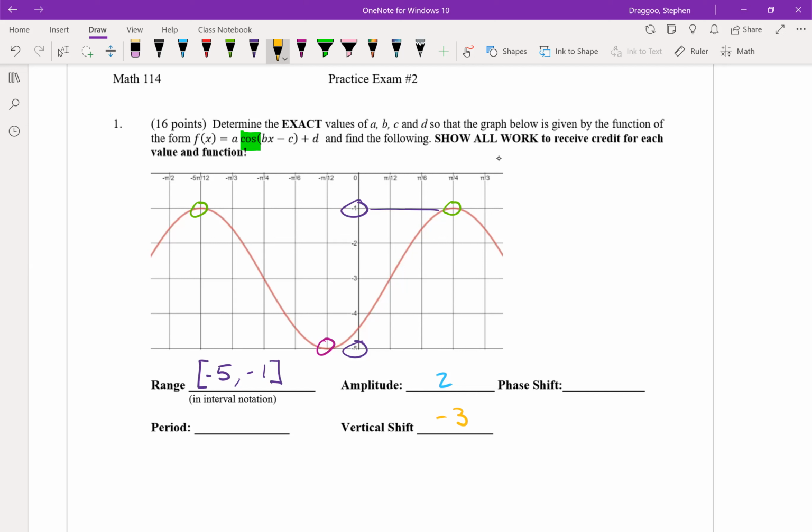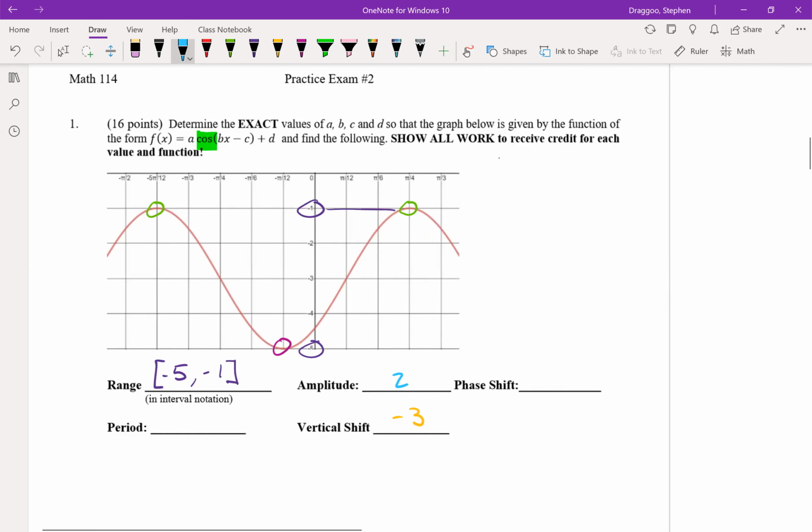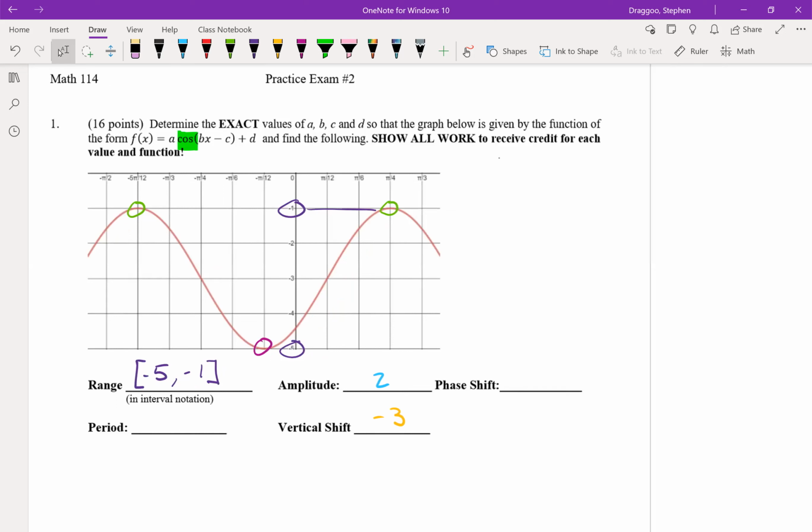But if you're comfortable with it, just from looking at the range, I know that the amplitude is going to be half of the range. So from negative 5 to negative 1 is a distance of 4. The amplitude is half of that, so it's 2. And the vertical shift is the midpoint of the range. So right in between negative 5 and negative 1 is negative 3. If you're comfortable solving it out that way, great. And if you'd prefer a more formulaic way of calculating those, then go with the following.